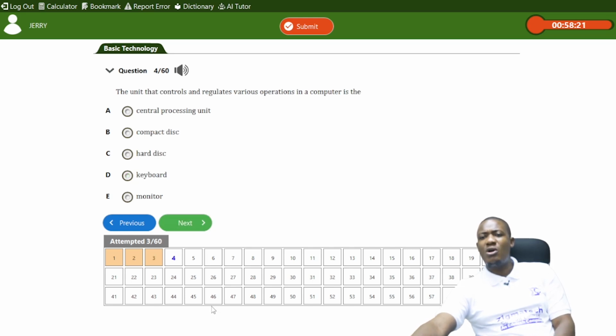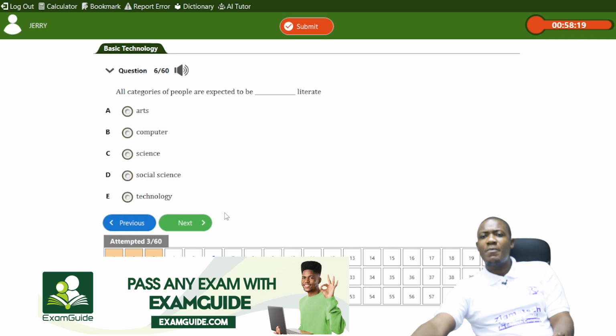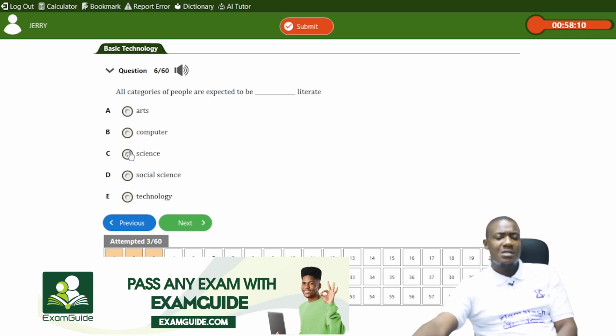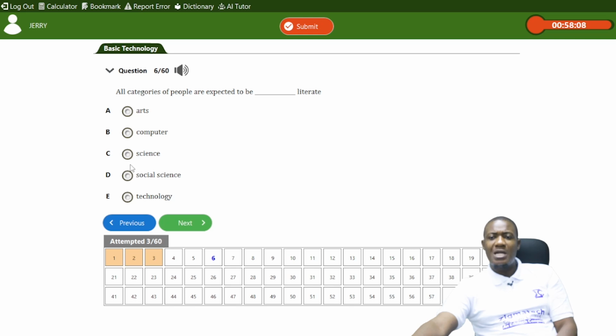All categories of people are expected to be dash literate: art literate, computer literate, science literate, social science literate, technology literate. Everyone is expected to be technology literate.